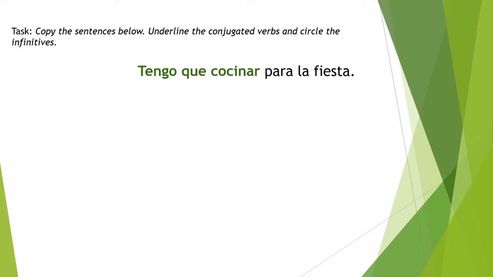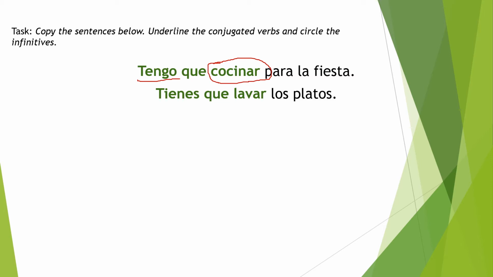So your first sentence is, again, tengo que cocinar para la fiesta. Tengo is your conjugated verb, and cocinar is your infinitive. So remember, if you had the chart of the verb tener, tengo would be inside of the chart, which means it's a conjugation. There's a subject with it. And cocinar has an AR on the end, and that means it's an infinitive. The other types of infinitives, remember, are ER verbs and IR verbs. Again, you're going to see a pattern as you go through. So underline the conjugation, circle the infinitive.